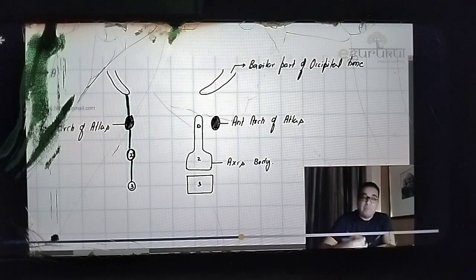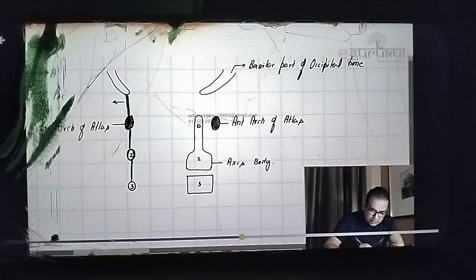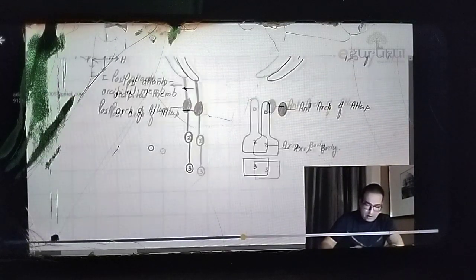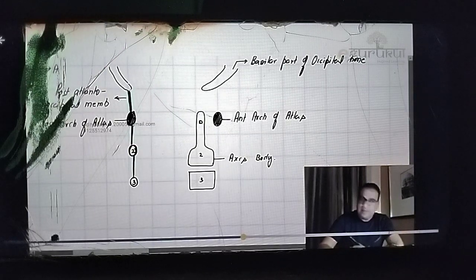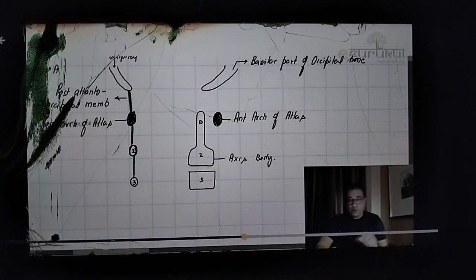We don't call it a ligament, we call it a membrane. And because it is present on the posterior side, we call it posterior atlanto-occipital membrane. Atlanto-occipital, between the atlas and the occipital bone. Let me write that again. So posterior atlanto-occipital membrane.